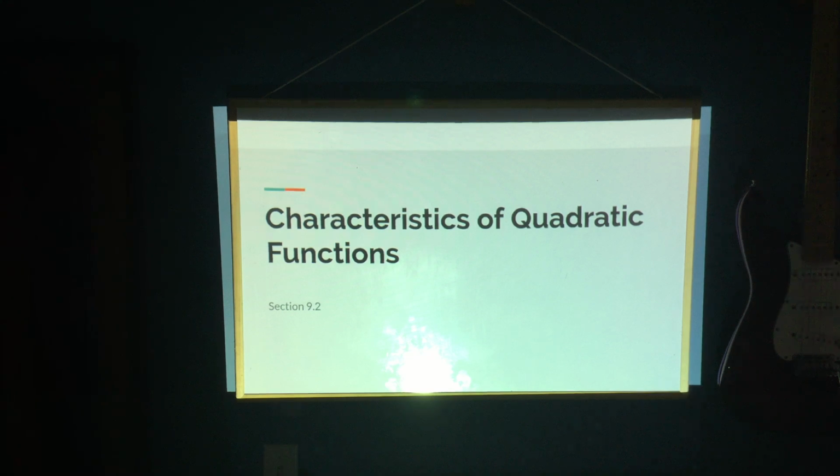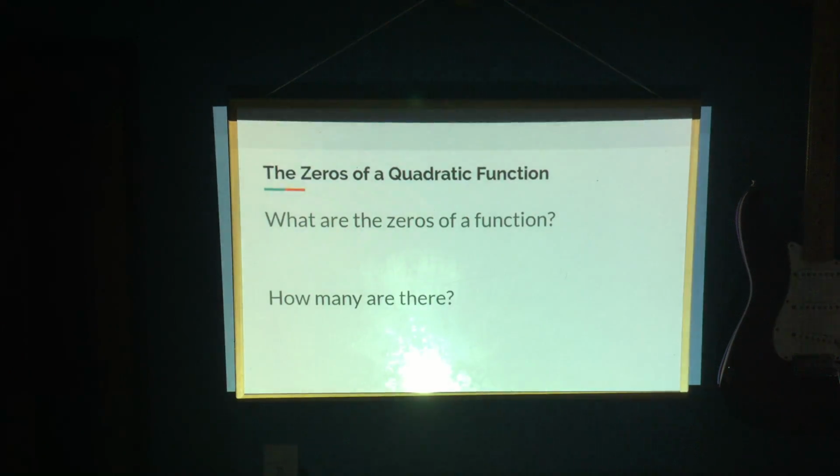So let's go ahead and get started. Section 9.2, characteristics of quadratic functions. We're actually going to learn about three different things today. The first of which is called the zeros. The zeros are called that because it's where the value of the function is equal to 0. And by the value of the function, we mean the outputs, so the y values, or when f of x is equal to 0. So we want to know what x values make the y values equal to 0.